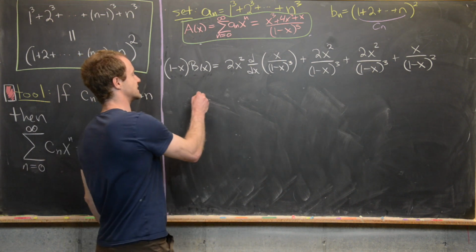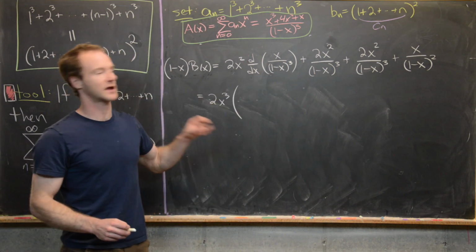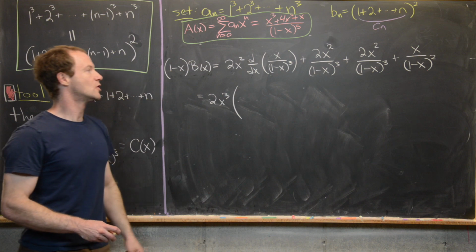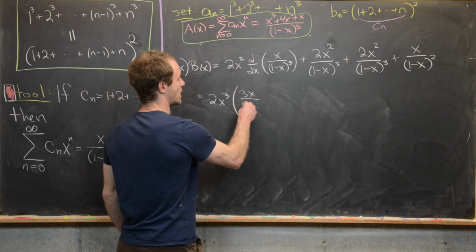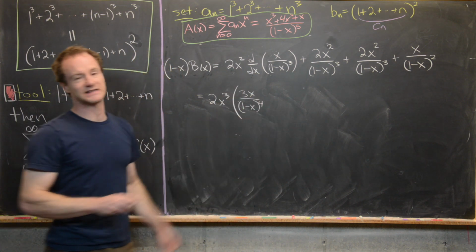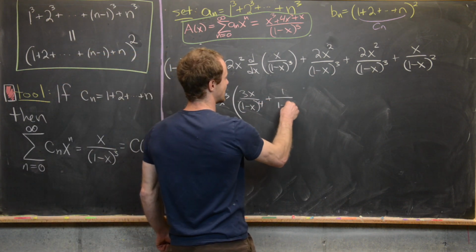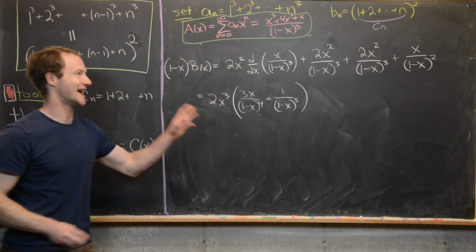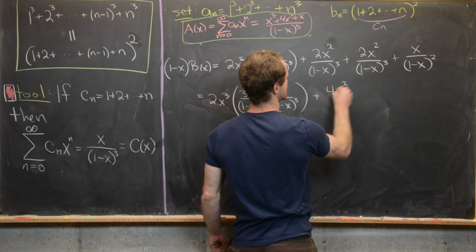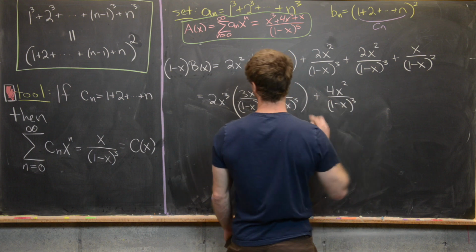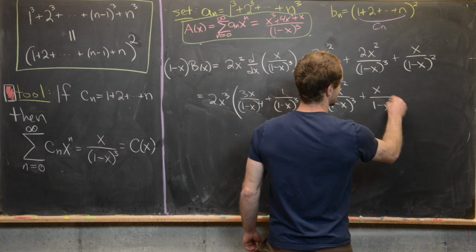Okay, so now let's simplify this a little bit. So we can rewrite this as 2x squared. And then we'll take the derivative of this using the product rule, thinking of this as x times 1 over 1 minus x cubed. So let's see, that'll give us 3x over 1 minus x to the fourth. So that's what we get by taking the derivative of 1 over 1 minus x cubed. And then we'll have plus 1 over 1 minus x cubed. That's obviously the derivative of just x. Okay, now notice that these are like terms, so we can add them together. So we have 4x squared over 1 minus x quantity cubed. And then finally, we have this last term, which is x over 1 minus x squared.